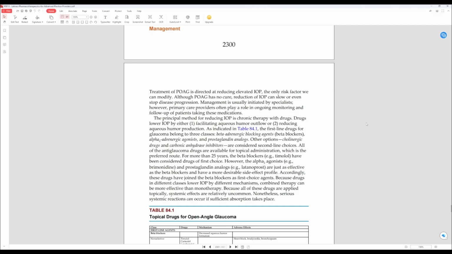Management is usually initiated by specialists. However, primary care providers often play a role in ongoing monitoring and follow-up of patients taking these medications. The principal method for reducing IOP is chronic therapy with drugs. Drugs lower IOP by either facilitating aqueous humor outflow or reducing aqueous humor production.